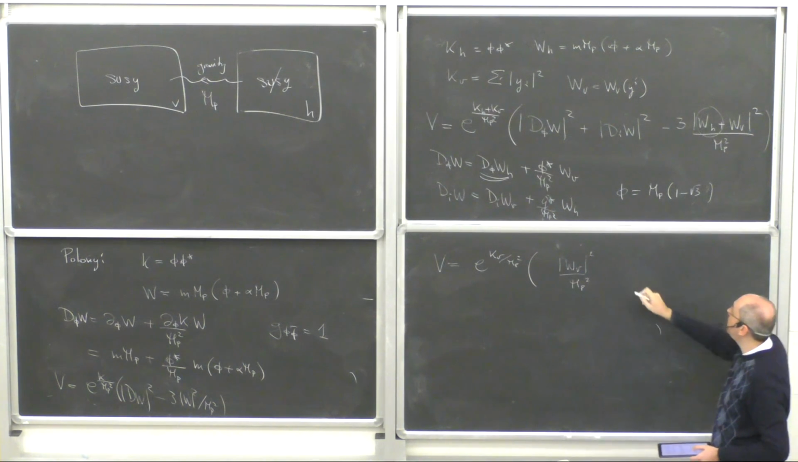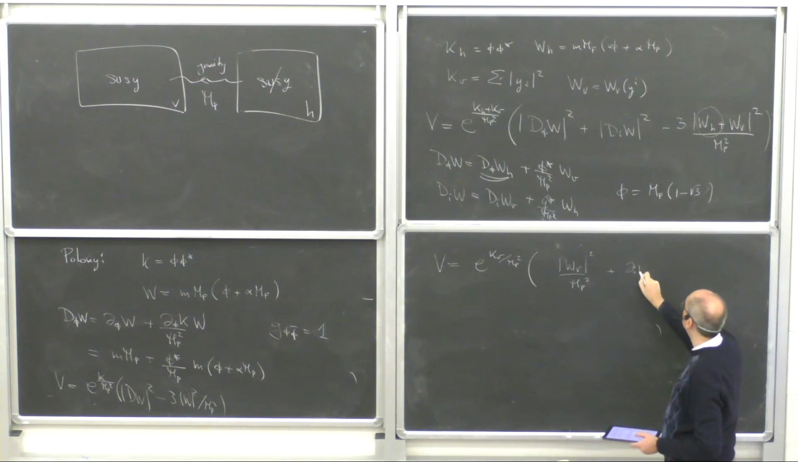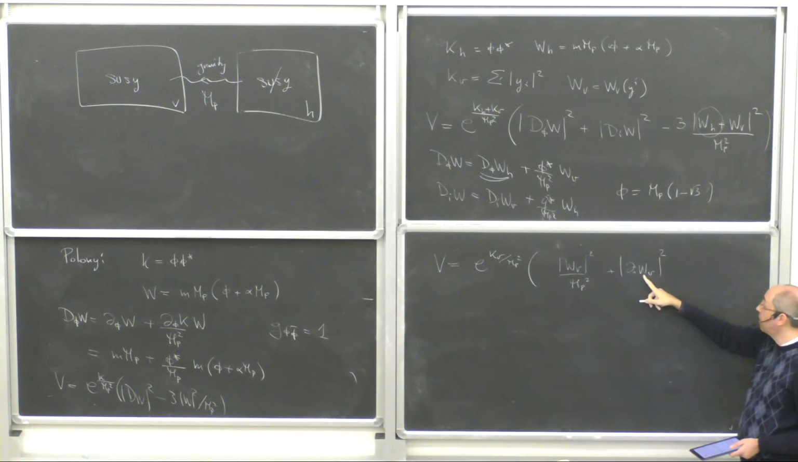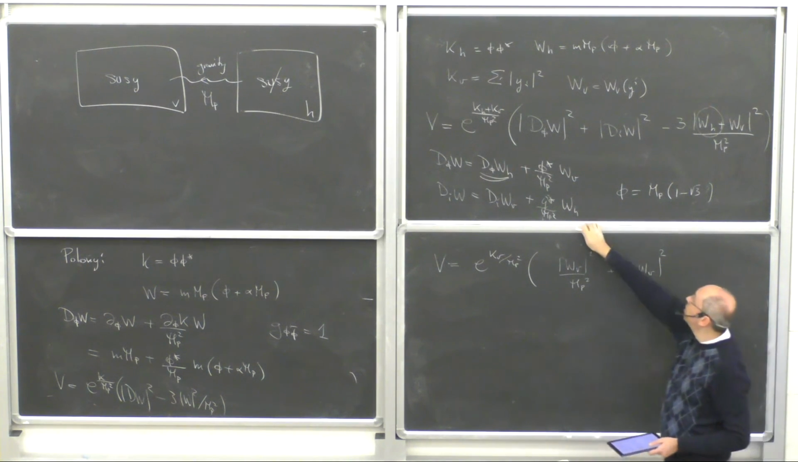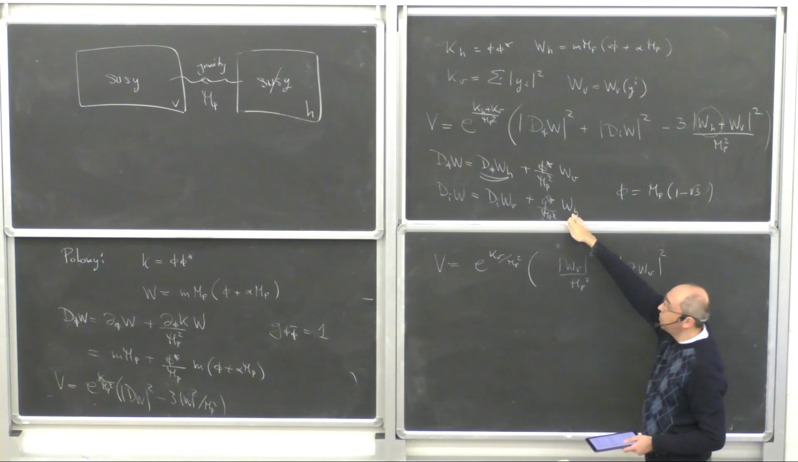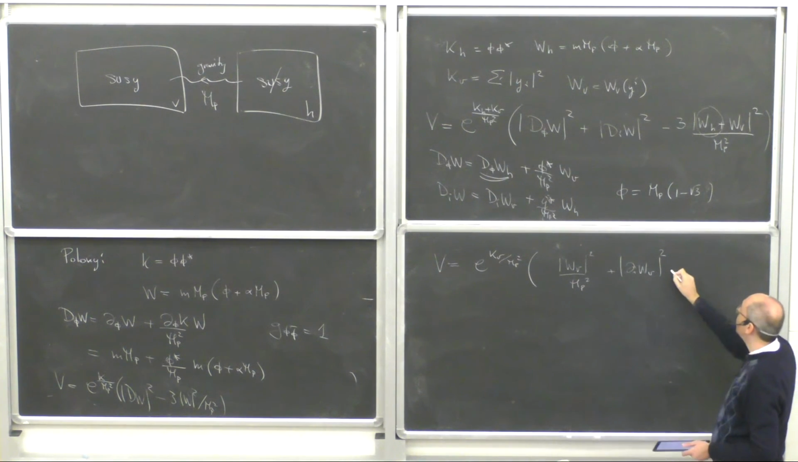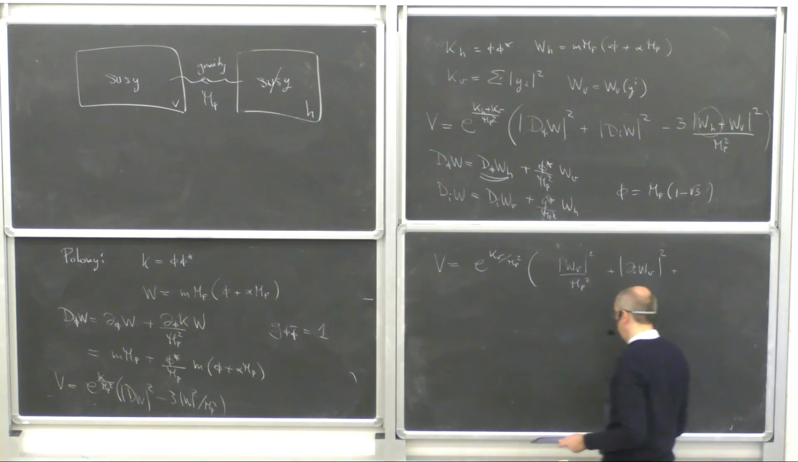From the second piece, I will have the derivative of the visible part squared. This is the globally supersymmetric term, essentially. Plus, I will have now W hidden, which, as I said before, is essentially the mass of the gravitino, times the Planck mass square.